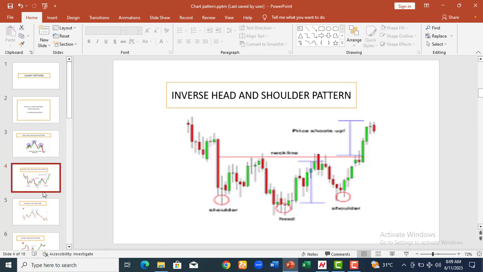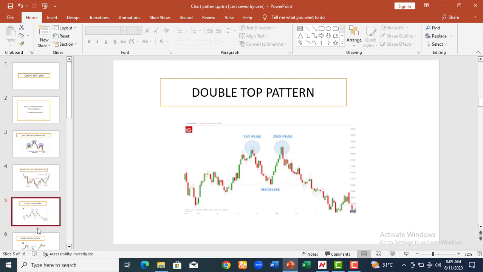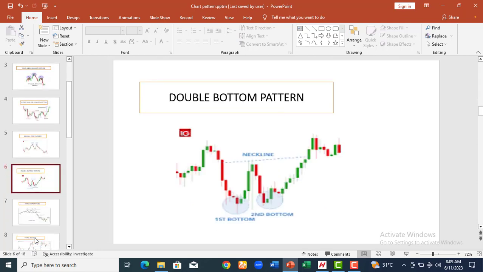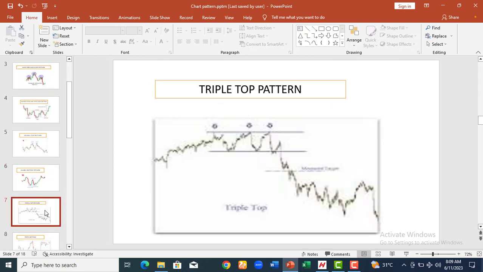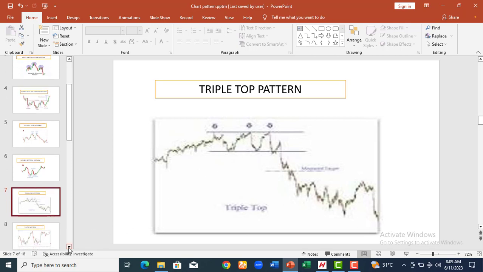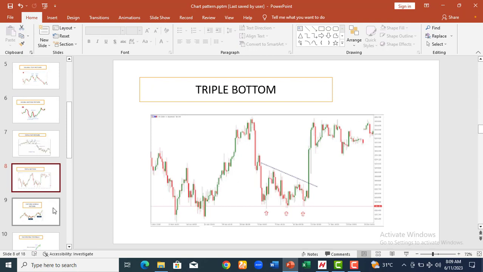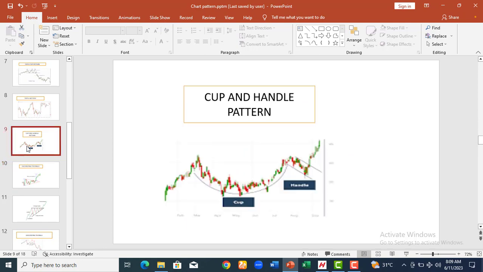So you can see the inverse head and shoulders. These are reversal patterns, as are the double top and double bottom. We have the triple top pattern, which is also a reversal pattern, and the triple bottom pattern. I showed a good example here on the chart. I also went ahead to introduce us to the cup and handle. All you've got to do is study them over and over on the chart.